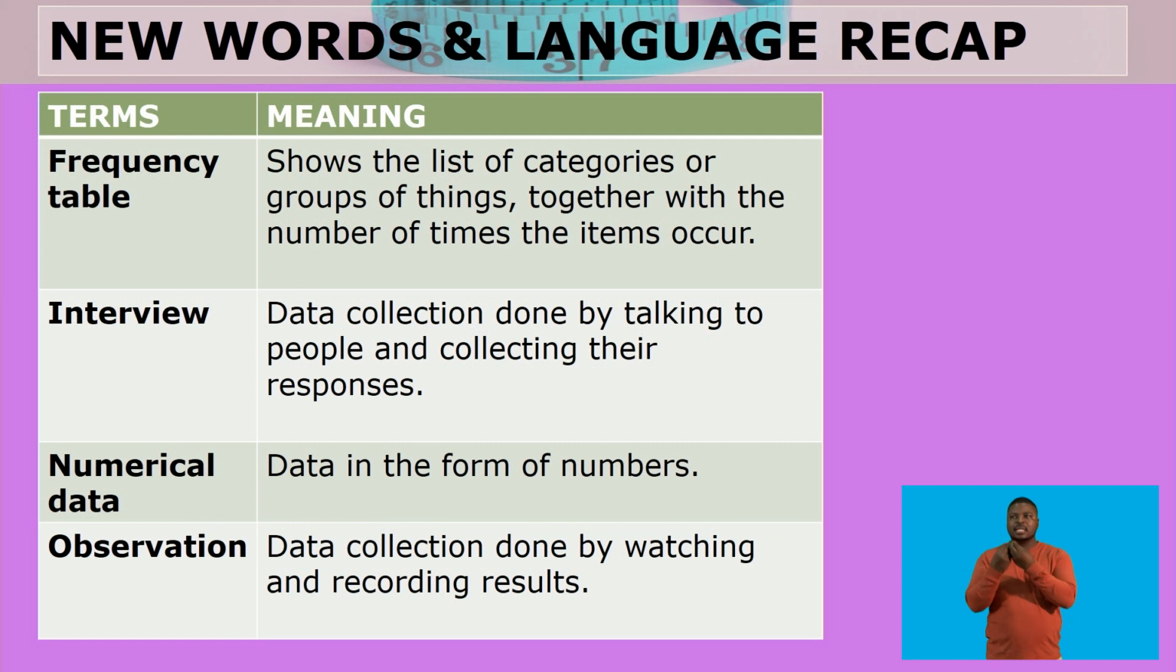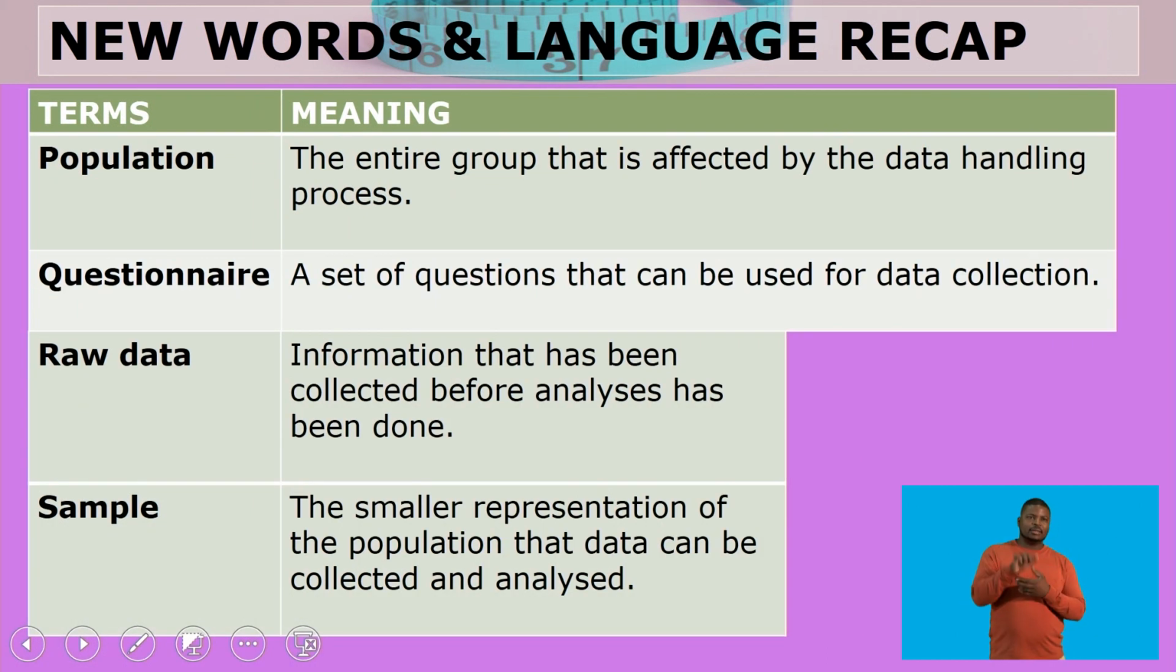Interview. Data collection done by talking to people and collecting their responses. Numerical data is data in the form of numbers. Observation. Data collection done by watching and recording results. We then had the population, the entire group that is affected by the data handling process. A questionnaire is a set of questions that can be used for data collection. Raw data, information that has been collected before analysis has been done. A sample, the smaller representation of the population that data can be collected and analyzed.